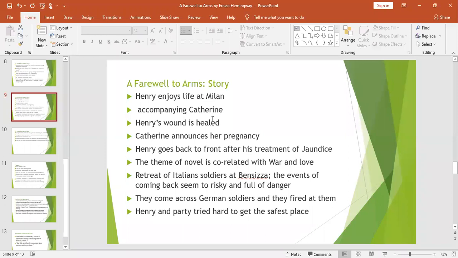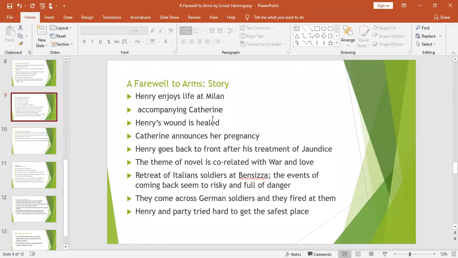So he is the main character, he's the protagonist, and all the events and circumstances are surrounded by him. Whether he is at the front, whenever he is at Milan, or whenever he is at Switzerland, we come to know about his life. We come to know about the circumstances. To some extent, this novel is called a social document, because it is concerned with the First World War.